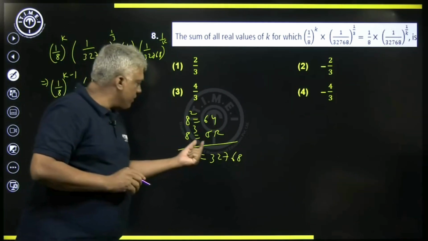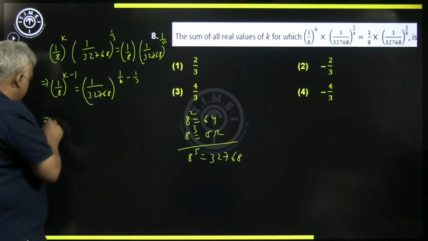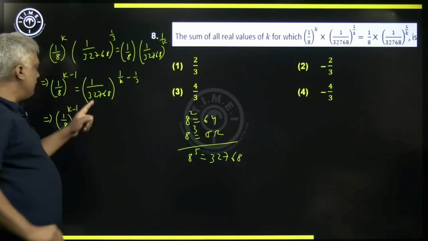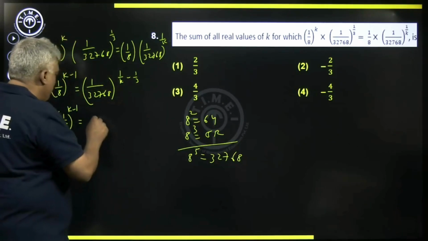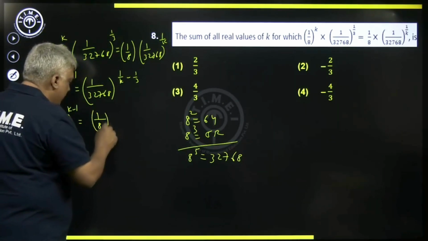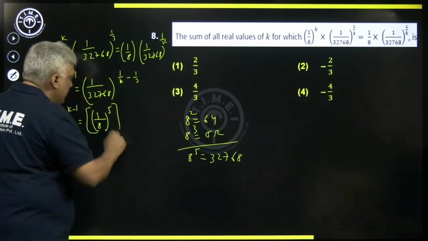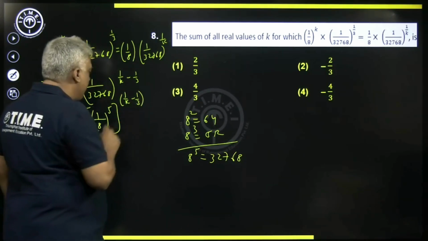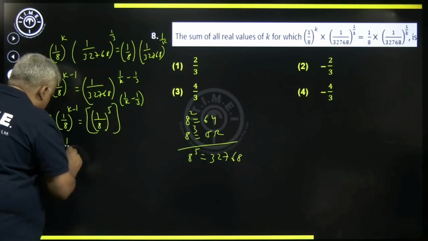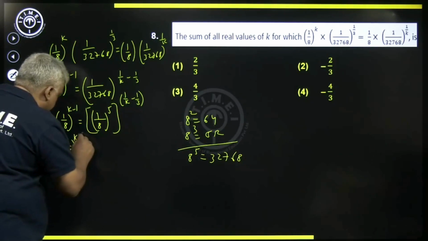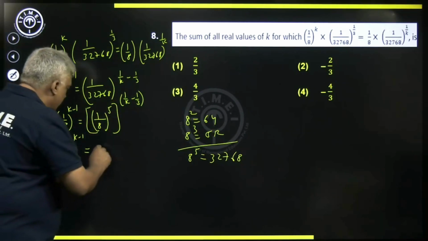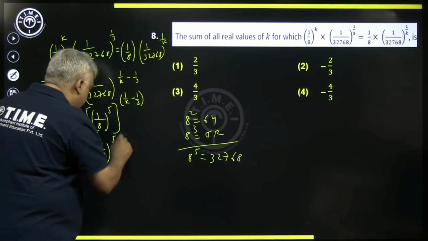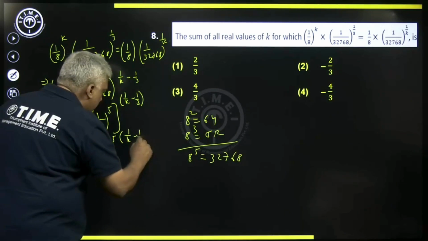Now, we will write this as 1 by 8 to the power 5. Now, this is 1 by 8 to the power k minus 1, and this one is 1 by 8 to the power 5, and to the power it is 1 by k minus 1 by 3. So, basically this is 1 by 8 to the power k minus 1 equals 1 by 8 to the power 5 into this. So, it is 5 into 1 by k minus 1 by 3.